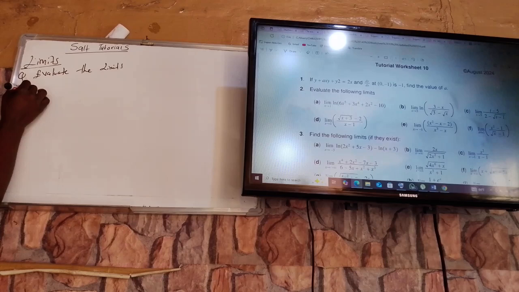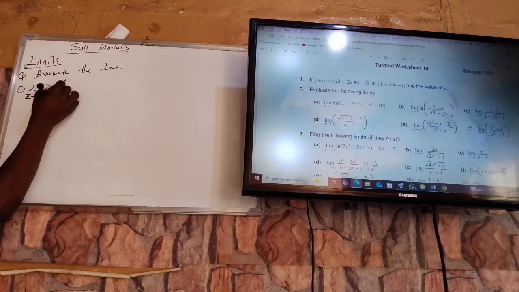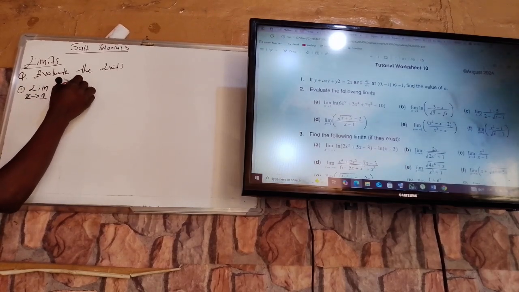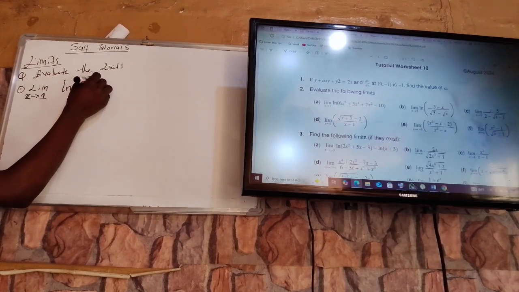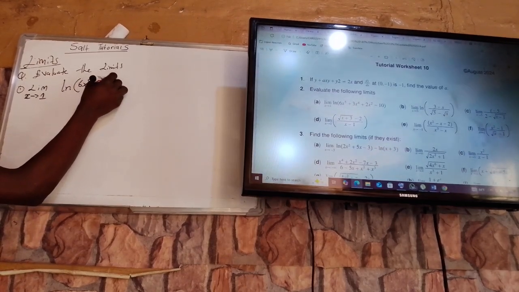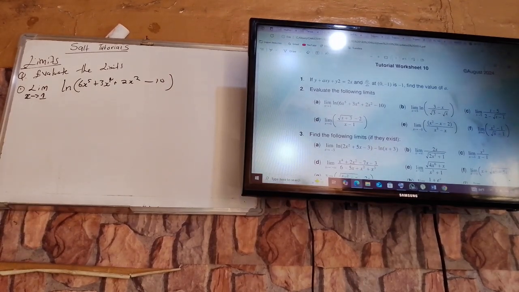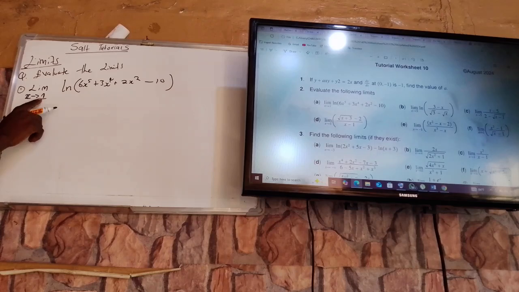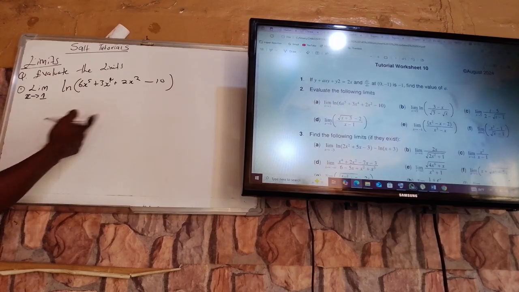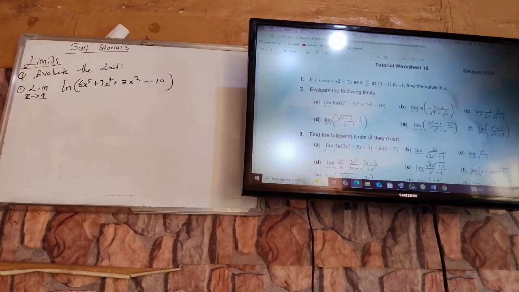Number 1, limit as x approaches 1 of the natural log of 6x power 5 plus 3x power 4 plus 2x squared minus 10. What is the limit as x approaches 1 in this particular situation? So remember, finding the limit at a certain point is just as good as evaluating the function at x equal to 1. Isn't it? That's what we just mentioned in the definition.